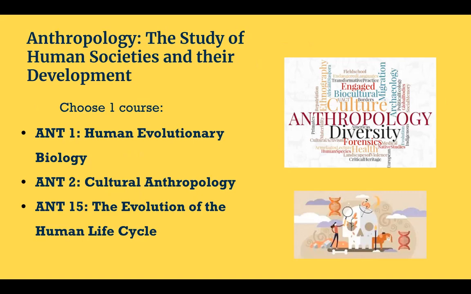The first subject is anthropology, which is defined as the study of human societies and their development. Choose one out of the 3 classes listed. Ant 1 is titled Human Evolutionary Biology, and it is about the processes and course of human evolution. Ant 2 is titled Cultural Anthropology, and it is about cultural diversity in its many forms and methods used by anthropologists to define it. It also looks at the relational dynamic of culture, history, and power.